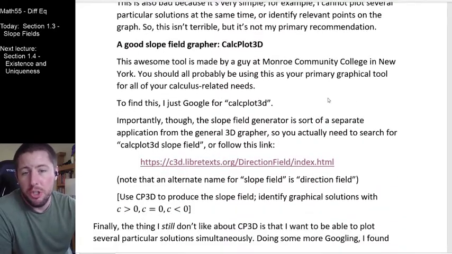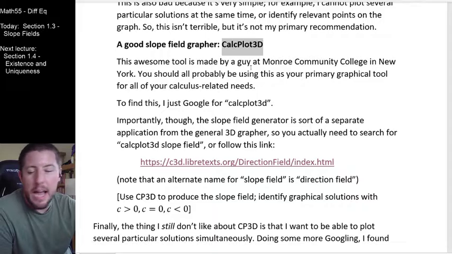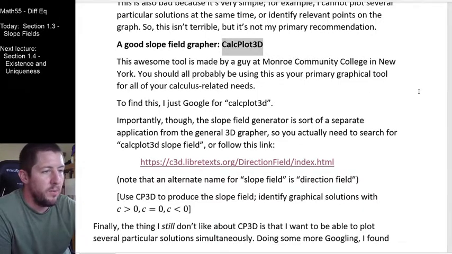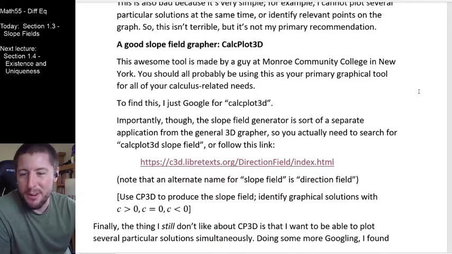The better solution here is CalcPlot 3D. If any of you guys have taken a class with Steve Jackson at College of the Redwoods, then you have seen CalcPlot 3D probably every single day of the class. He's a massive fan of it. I am ever so slightly a smaller fan of it, but I still love it.